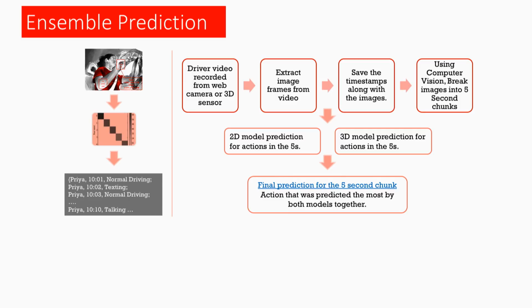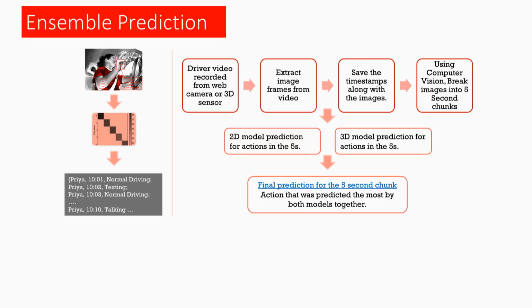So how did we ensemble it? Some of the initial steps are where you get the videos and break them into frames. When we got the videos, we associated the timestamps with the frames, and then we broke them into 5-second chunks. For every 5-second chunk, the frames in that chunk we passed into both models, the 3D model and the 2D model. Then we aggregated the maximum voting, the prediction that was predominant in that 5-second chunk across both models. And that is what we said was the prediction of what the person was doing.